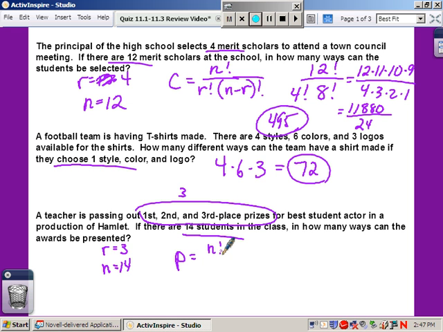That's n factorial over n minus r factorial. So we've got 14 factorial over 11 factorial. That's going to be 14, 13, 12, and everything else we cancel. Multiply it on a calculator. 2184 is your answer there.